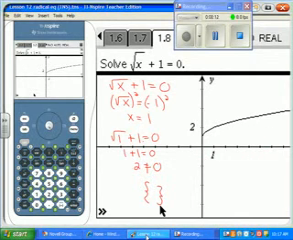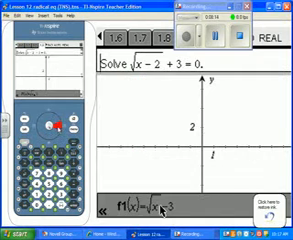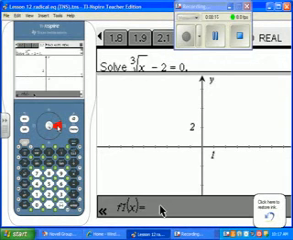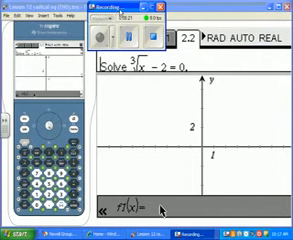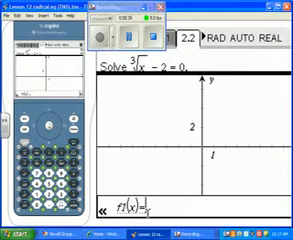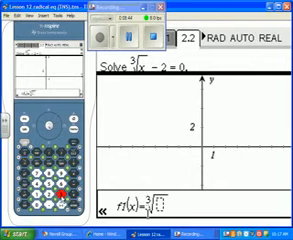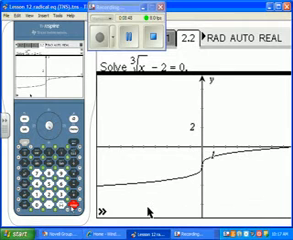Okay? I want to talk about cube roots now. So I want you to move ahead, and we're going to go to, let's see, what is this one? 2.2? It might not be 2.2 for you if you've added pages, but you're going to go to the first cube root. Okay, I want to put in the cube root of x minus 2. How do I put in a cube root? Control caret. Cube root of x minus 2.